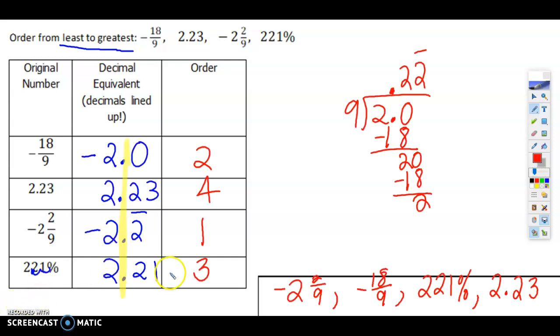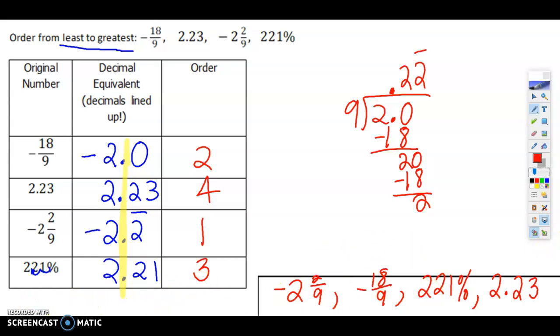Okay guys, how'd you do? So the negatives, always look at the negatives first when you're going from least to greatest. Negative 2.2 is further away from 0 than negative 2.0. And then when I move to the positive side, then it's just the regular least to greatest. So 2.21 and then 2.23 is greater. See how I lined up all my decimals there? So here's the correct order. Remember, ask your teachers if you guys have questions.